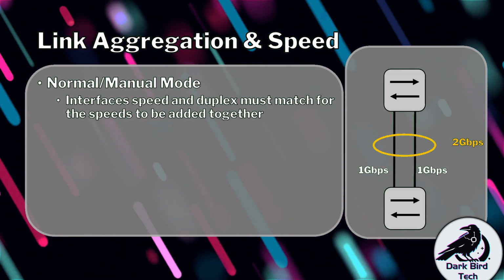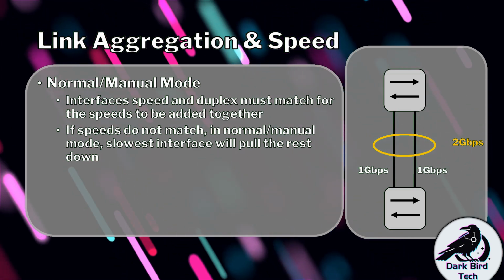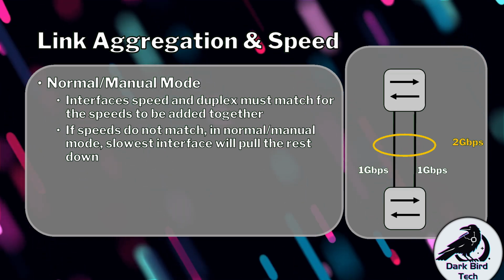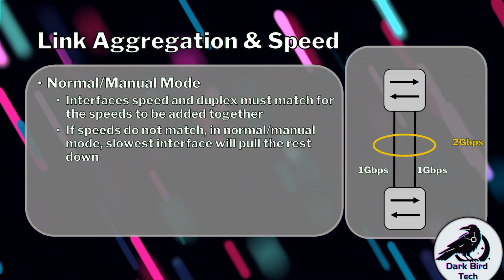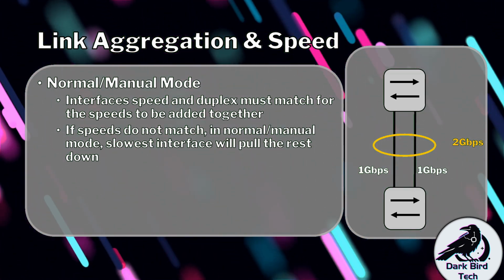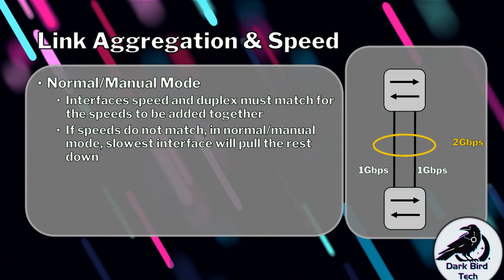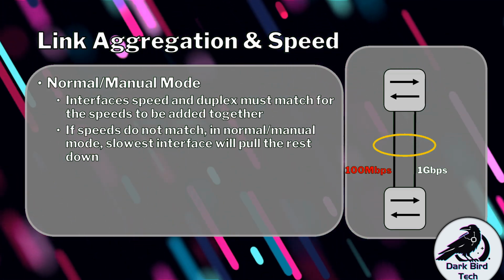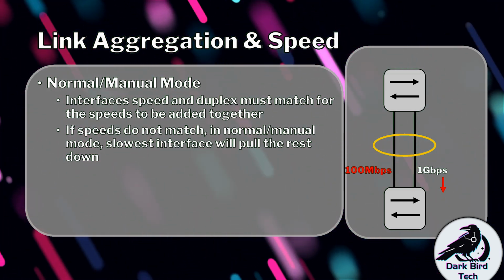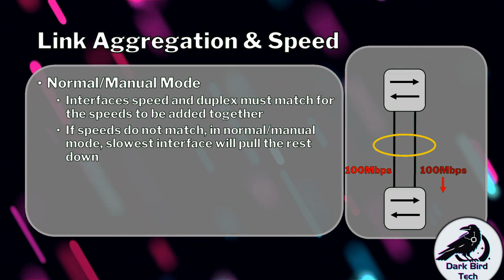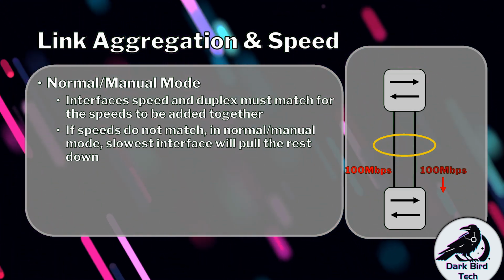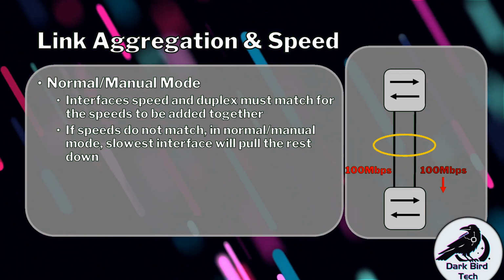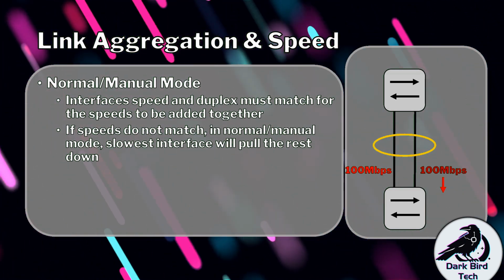Now, we have to be careful though, because if we are running in normal or manual mode and the speeds do not match, the slower interface, or if it's more than 2, the slowest interface will pull the rest down. This is an auto negotiation factor. So if one of these interfaces were to be running at 100 megabits per second, it will pull the faster interface down to 100 megabits per second. Auto negotiation causes these interfaces to work at a speed that is compatible for everybody, and you can't work faster than the slowest interface.